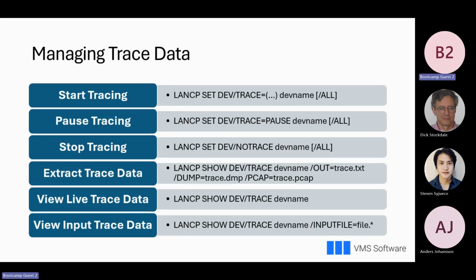Next we have the extract. If you want to extract it to a txt file or a dump file or a pcap file, you could use this command. Just append the show dev trace, dev name, with the flags. If you want to use it locally, you could just use trace the txt or the dump file. Now, if you want to use Wireshark, you could just add the pcap at the end.